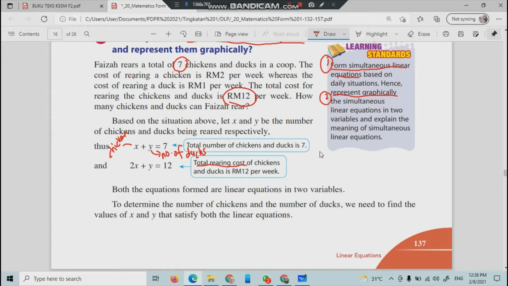Why do we have 2x? Because the cost for rearing a chicken is 2 ringgit, so we need to multiply 2 ringgit with variable x. And the cost for rearing a duck is RM1, so that's why we have y, because RM1 multiplied by y gives y.